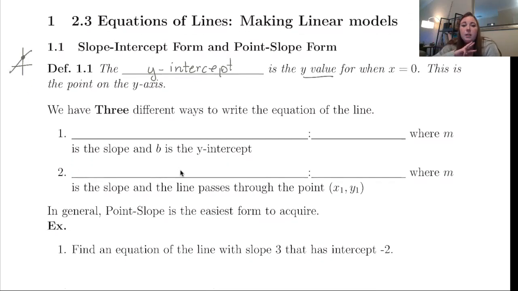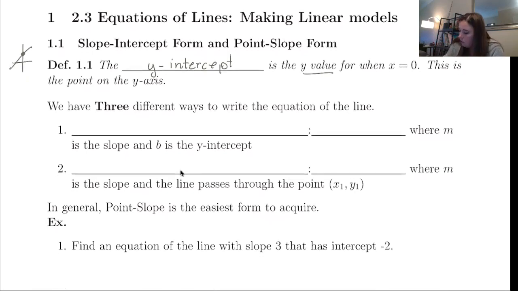We have 3 different ways to write the equation. We're going to talk about 2 of them right now, and then later on we'll talk about another one. The names are pretty self-explanatory, because they tell you what's in each of them and what you need to write each of the equations. The first one, I think we're all pretty familiar with, is called slope-intercept form. Does anyone know what this one looks like?